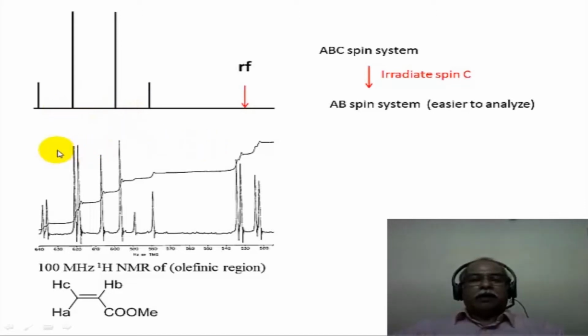Now if one applies a second frequency over here, then it will become a BC spectrum, which is also a second order spin spectrum, a two-spin spectrum. So it is easy to analyze such a two-spin spectrum much more readily compared to a three-spin system, which will be a fairly complex spectrum like it is shown here.